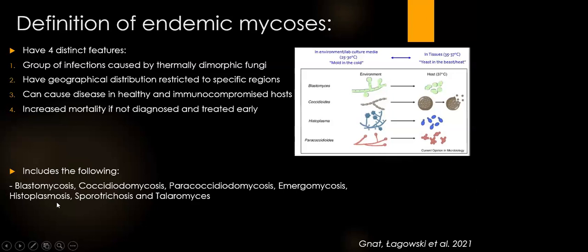So endemic mycosis includes blastomycosis, coccidioidomycosis, paracoccidioidomycosis, emergomycosis, histoplasmosis, sporotrichosis, and talaromycosis. In South Africa, we are endemic for blastomycosis, emergomycosis, histoplasmosis, and sporotrichosis. And so those will be the 4 that I'll be discussing in a bit more detail later on. It's also important to remember that there are AIDS-associated mycoses, and these are namely histoplasmosis, emergomycosis, and talaromycosis, which are associated with advanced retroviral disease.